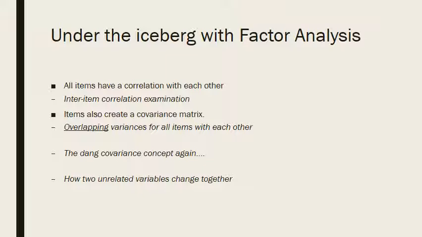The items also have a covariance matrix. So if you remember back when we were talking about MANOVA, we talked about covariance. But covariance is this overlapping variance of all items with each other.